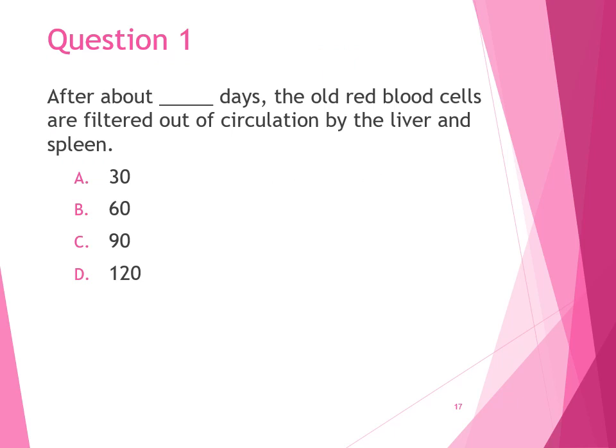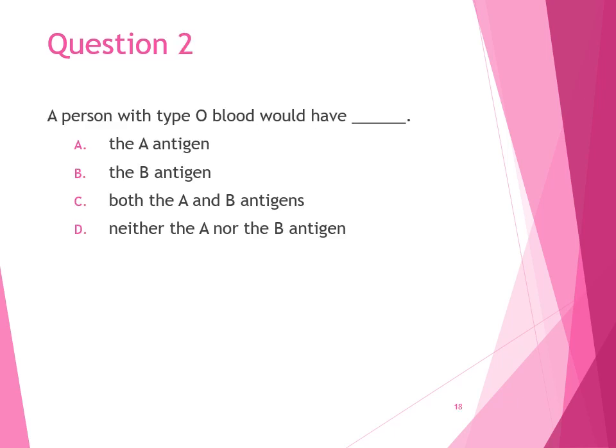So let's try a question. After about how many days are old red blood cells filtered out of circulation by the liver and spleen? So I'll give you a minute. So if you guessed 120, you're right. It's D, 120 days. Question number 2.